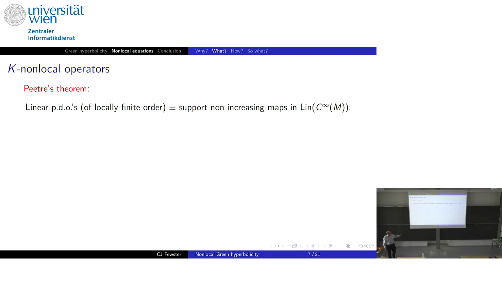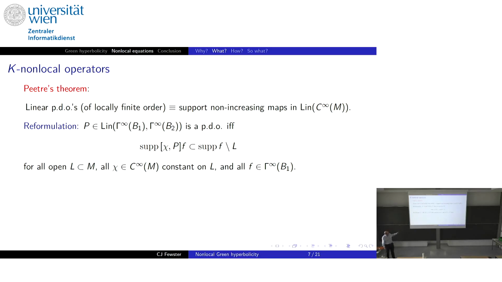And these are simply the linear maps of smooth functions on a manifold to itself, which do not increase the support. It's quite a remarkable result from the early 60s, an apparently non-analytic definition, but it actually characterizes what a differential operator is. So one can begin by reformulating that, and now I've stated this for sections of bundles: a linear map between smooth sections on two bundles over the same manifold is a partial differential operator of locally finite order if and only if the following happens.